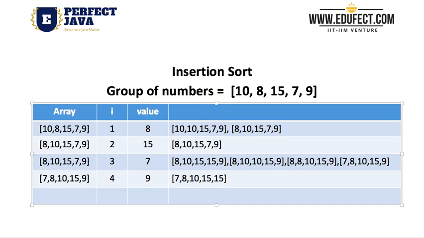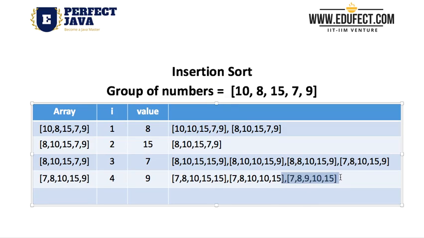So once we push 15 to the right, we will reach here. Now the value we need to check is 10. Is 10 greater than 9? Yes, it is greater than 9. So we will push 10 one right. So how will it look like? Now we have pushed 10 to the right. Now we are at 8. Is 8 greater than 9? No, 8 is not greater than 9. Which means 8 will not get pushed to the right. And at this slot we will now put 9. So how will the array look like? So you can see now we have the array sorted.